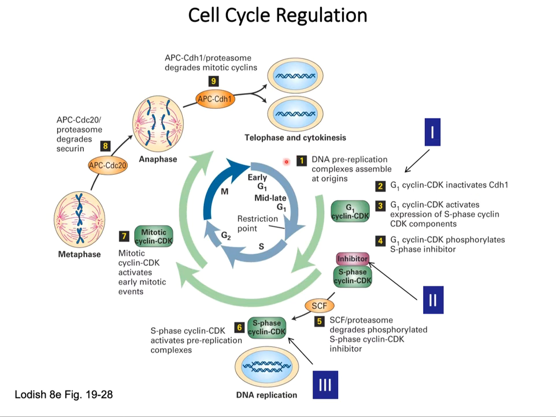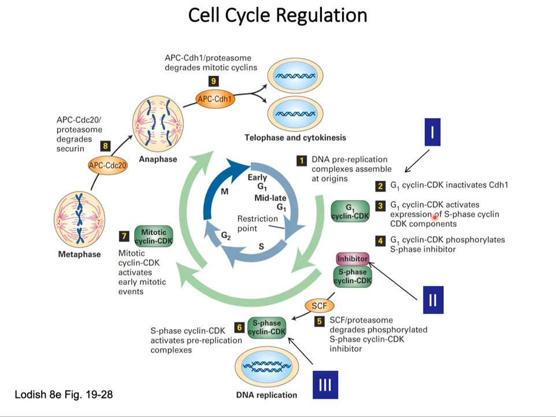At number 1, the cell is in early or mid G1 phase, and DNA pre-replication complexes are already starting to assemble at the origins of replication. There are many origins of replication per chromosome, not just one. You should remember from biochemistry that when DNA is replicated, it begins at an origin of replication, where large protein complexes, the replication complexes, assemble to initiate DNA replication. These are already starting to assemble in G1, so the cell is getting ready to replicate its DNA in the S phase.